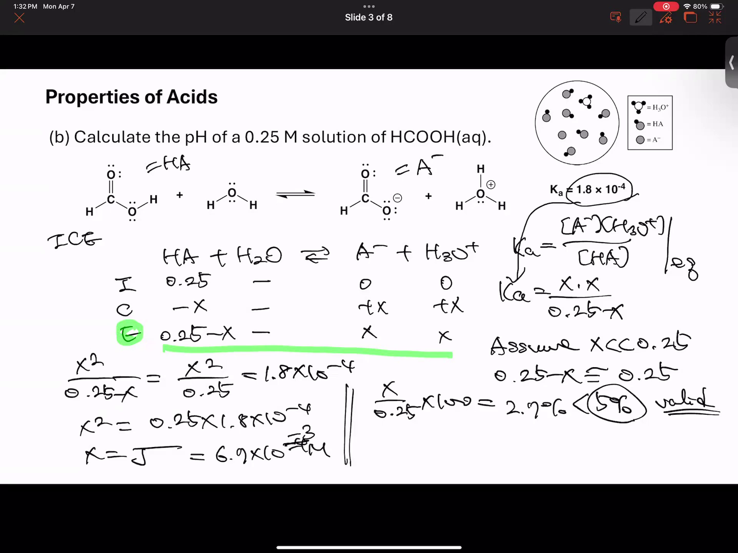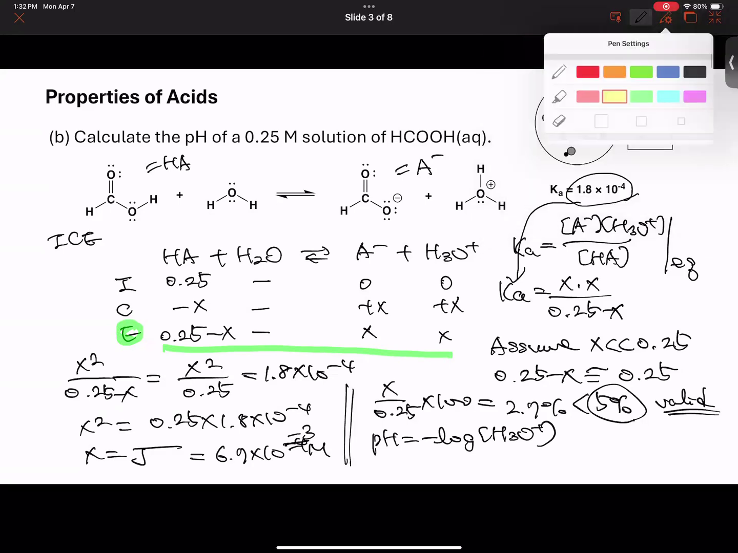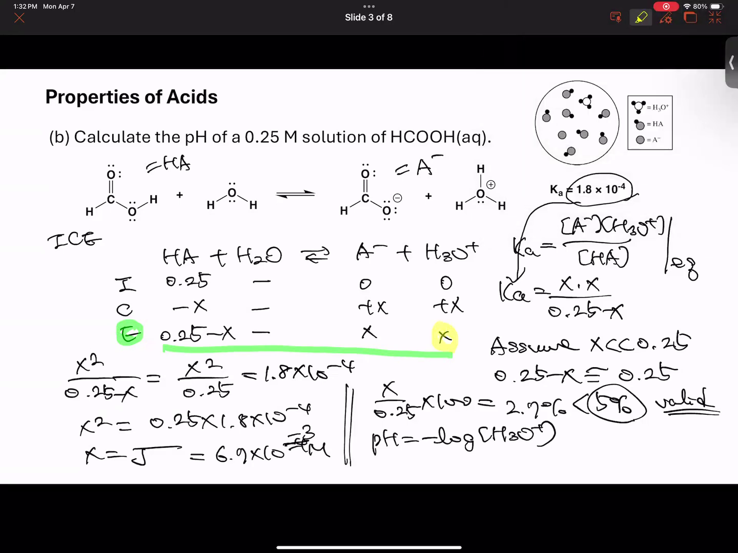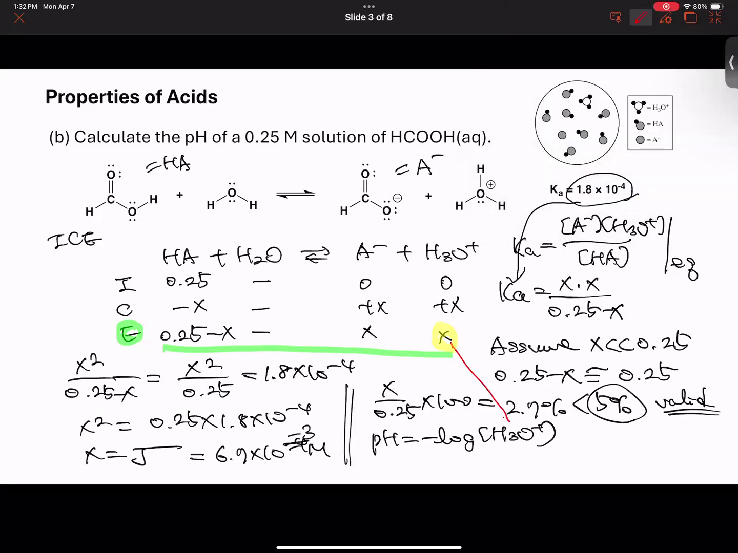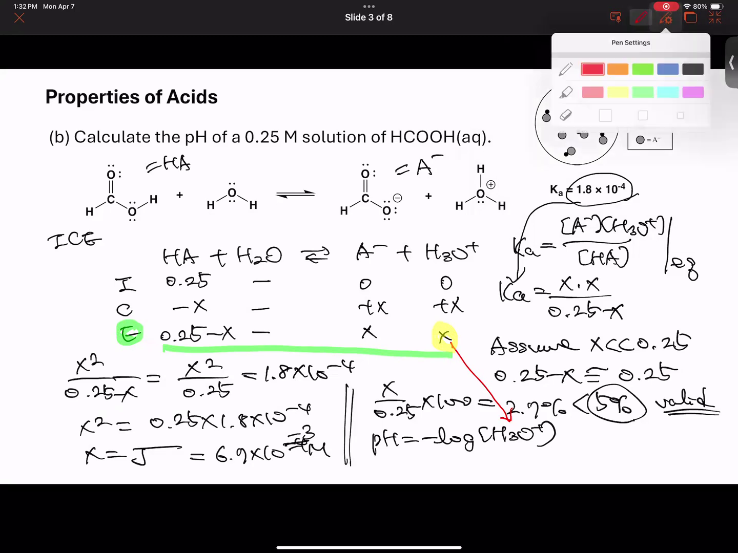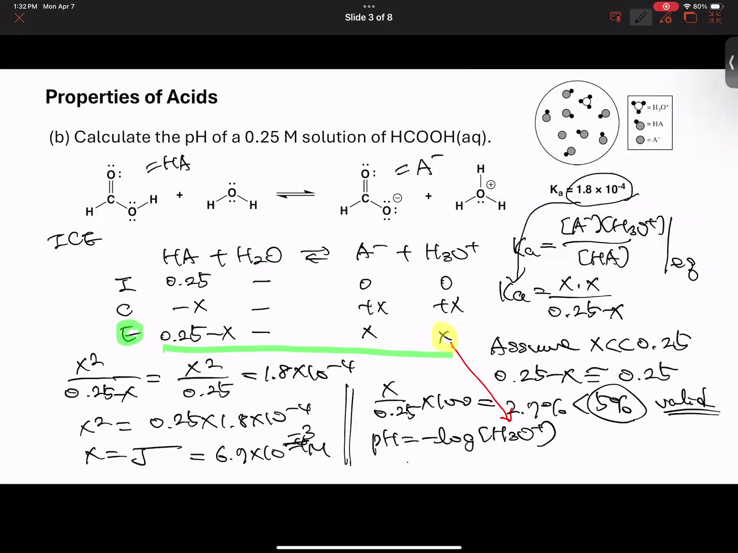Okay, and then it is finally asking what the pH value is. pH is, by definition, the negative log of the hydronium ion concentration. As you see in here, the hydronium ion concentration is X. So let's plug in the X value and calculate it. It is negative log of 6.7 times 10 to the negative 3. It is 2.17.